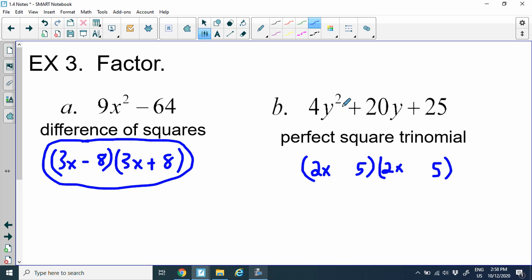Now, notice we have a plus in front of our middle term. So that means both of these have to have plus. And remember, there are two ways of writing this. You could have 2x plus 5, 2x plus 5, or because they are exactly the same factor, we can write 2x plus 5 and then just square.